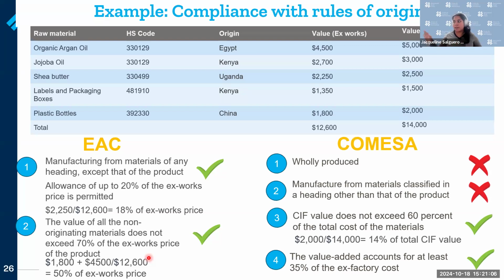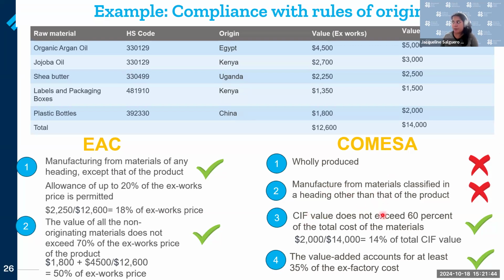For COMESA, I have listed all of them to make it easier. So the first one was wholly produced. That's not true, because there are elements that come from other countries like China. So it's not wholly produced, so that's an X, no. Then it says manufactured from materials classified in a heading other than that of the product. Here we had similar, this one. But here I don't have an allowance in the COMESA agreement. So therefore it's no, because if you recall, we said the chia butter is under the same code. And here I don't have any allowance or threshold that allows me to incorporate any product.